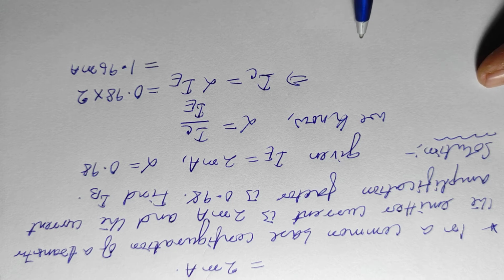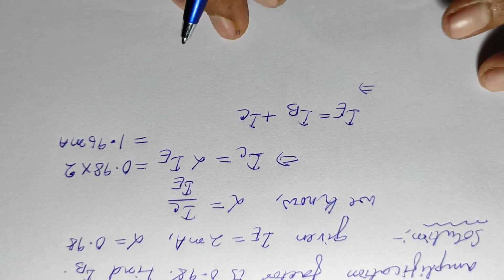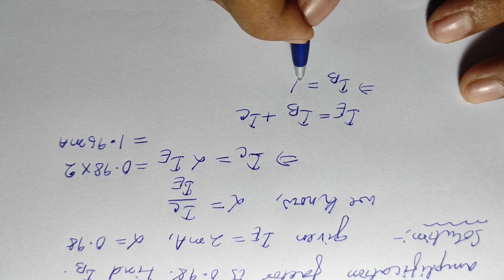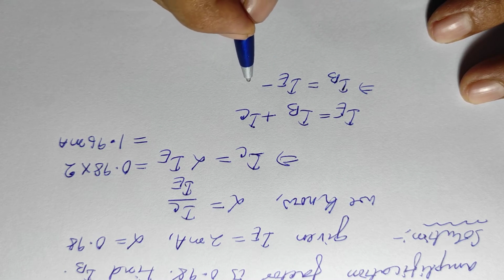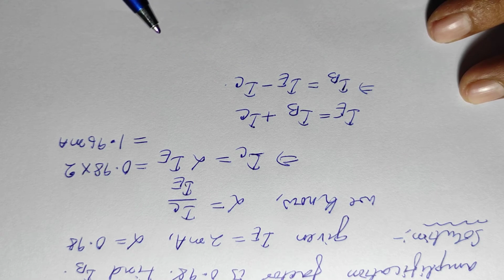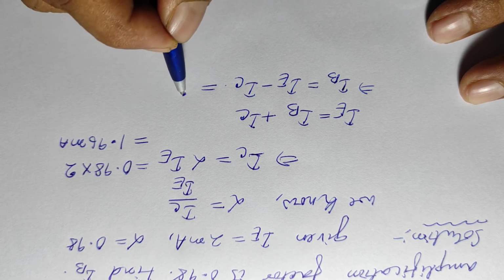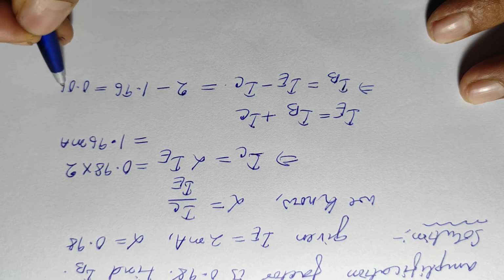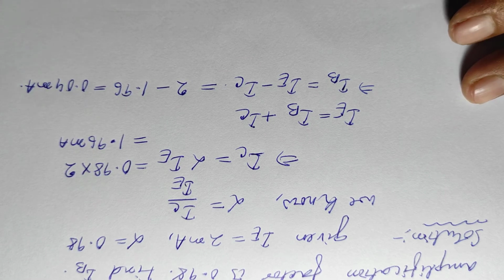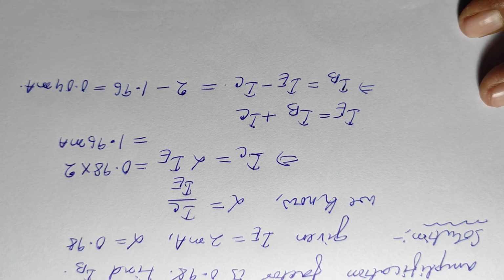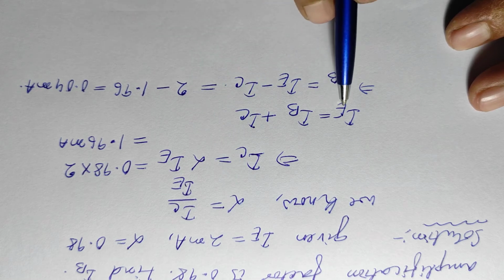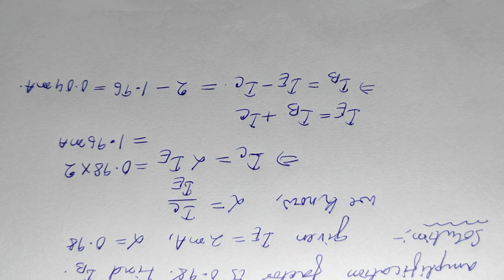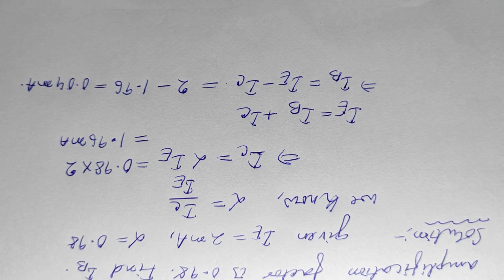That means again we know IE is equal to IB plus IC. So from this we have IB is equal to IE minus IC. Clear? And IE is equal to 2 milliampere minus IC is equal to 1.96, which is equal to 0.04 milliampere. Okay. So you should remember the formula for alpha, and you should remember the formula IE is equal to IB plus IC. Then only you can do the problems very easily. Okay. So let us move to the next problem.